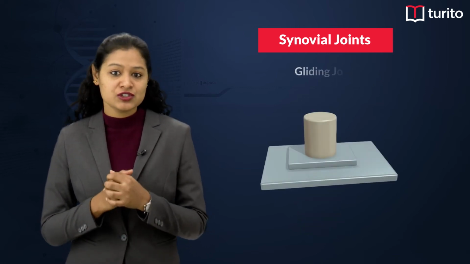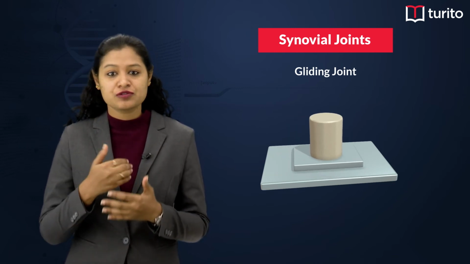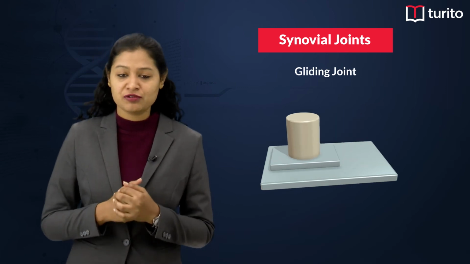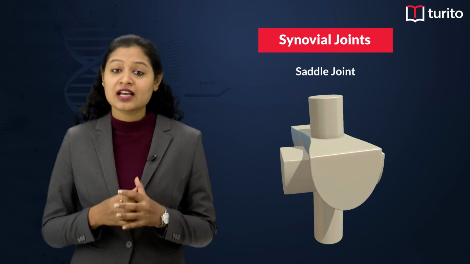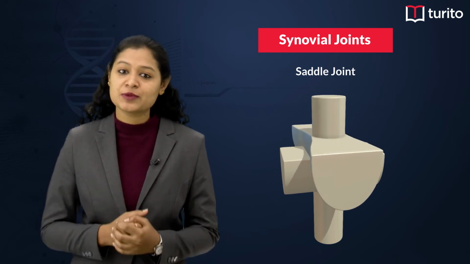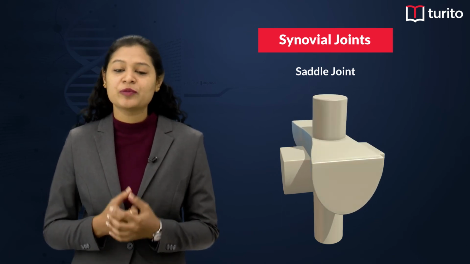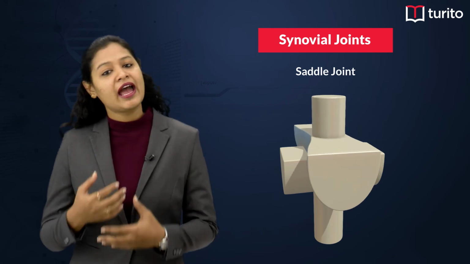Then we have gliding joint present. Here we see that there is sliding over of joints or gliding of joints, and this is present between tarsals and carpals of the wrist. Then we have saddle joint. Now saddle joint is a kind of ball and socket joint present between the carpal and metacarpal of thumb, and this will also allow movement in most of the directions, and this is seen between the tarsals and the carpals.